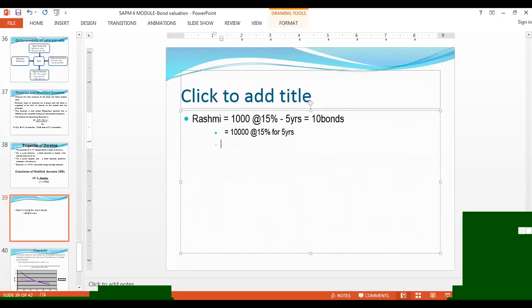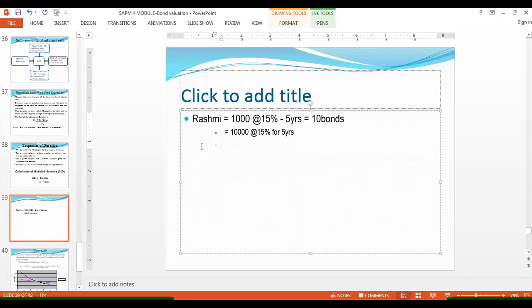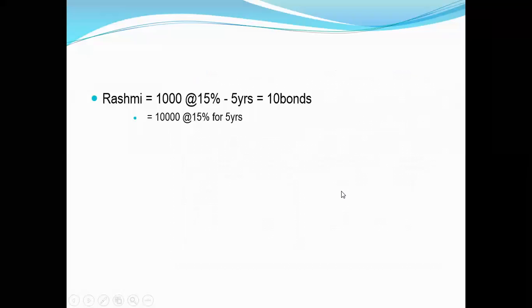And the condition is, from the start of every financial year till the end of the financial year, the rate of interest is going to be paid 3 months after the financial year starts. So in other words, my financial year is going to start from April. 3 months down the line, that means somewhere in June, Rashmi is going to get her interest. And what is the interest? 15% of 10,000 rupees is how much? 1,500? Yes, sir. She will receive 1,500.